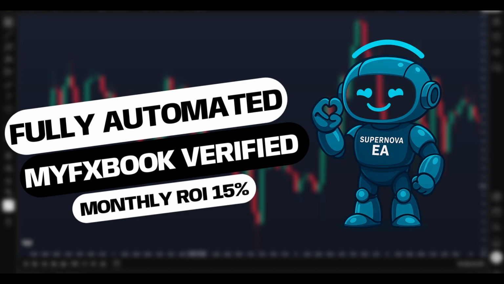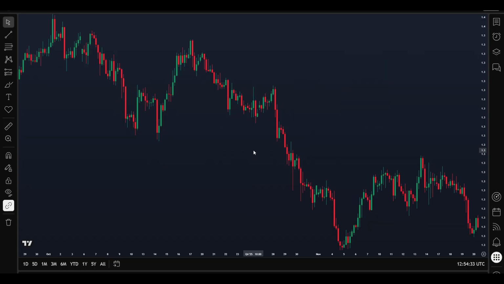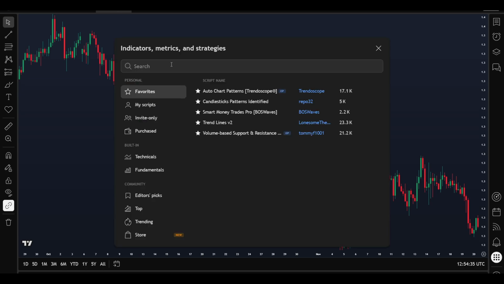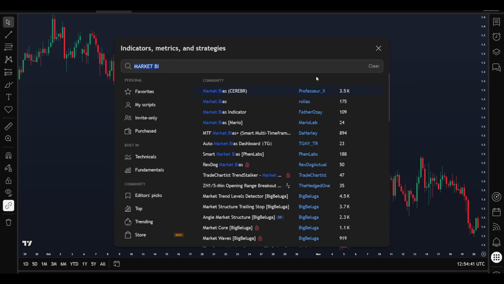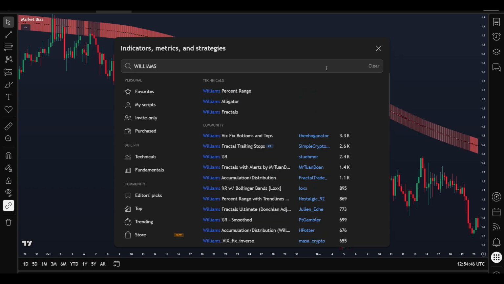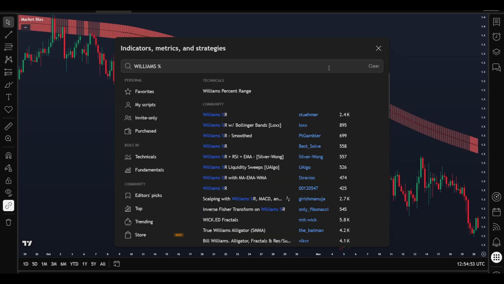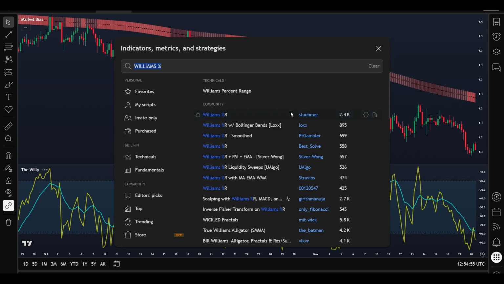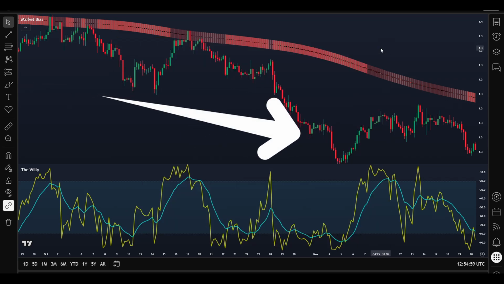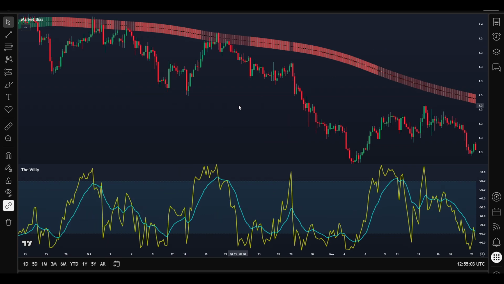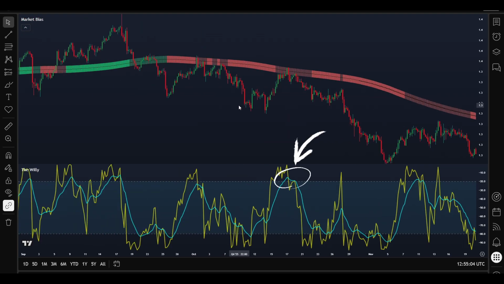Okay, back to the chart. Open indicators. Add Market Bias by ProfessorX. Add Williams %R. That's it. Two tools, two jobs. Market bias defines trend and objectively flags pullbacks. Williams %R gives the buy-sell timing with a crossover inside overbought-oversold zones.